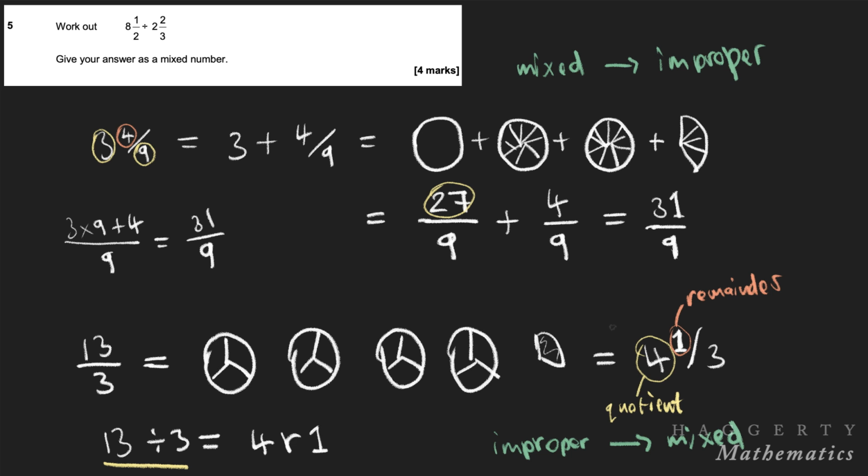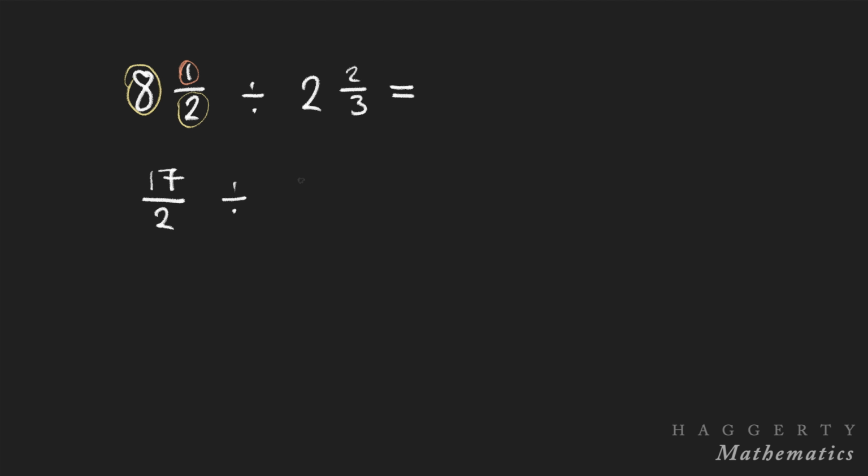So in this question we've got 8.5 divided by 2 and 2 thirds. Before you attempt this division, you want to convert both of these to improper fractions. Remember the little technique I showed you? You do the 2 times by the 8, that gives you the 16, and then add on the 1. That gives you the 17. So that'd be 17 halves. And then we're dividing that by 2 and 2 thirds.